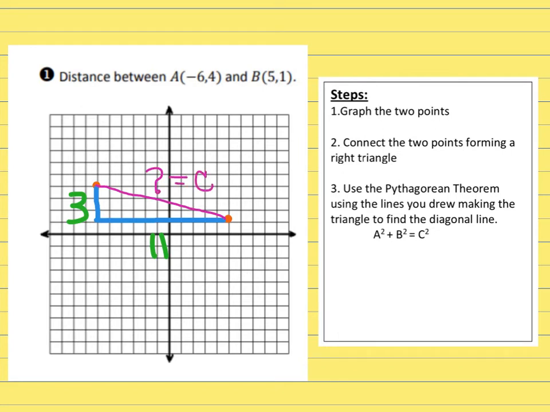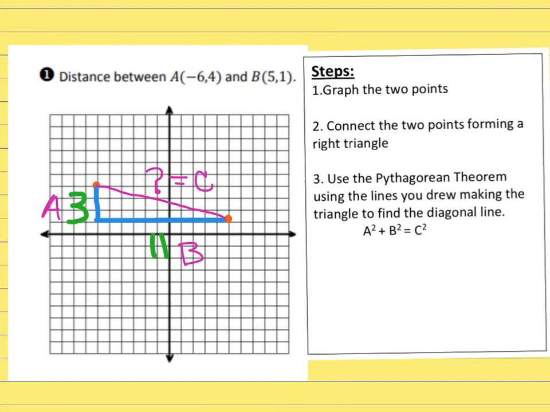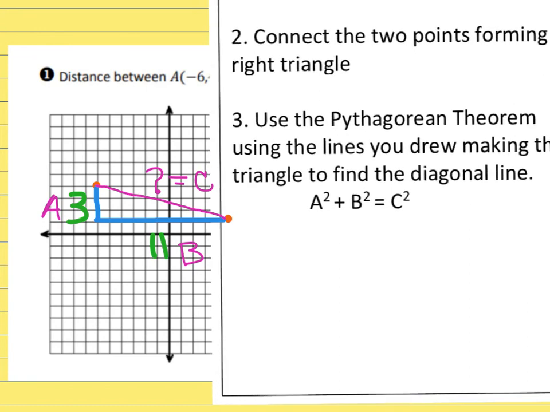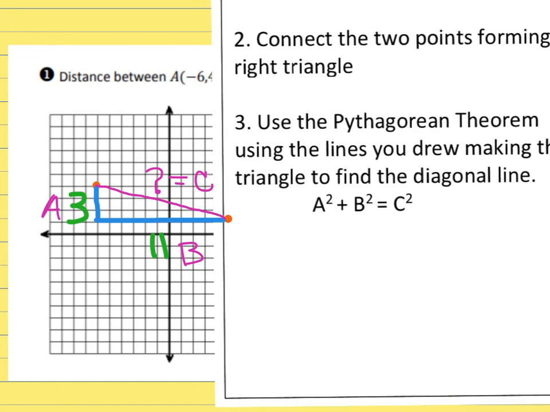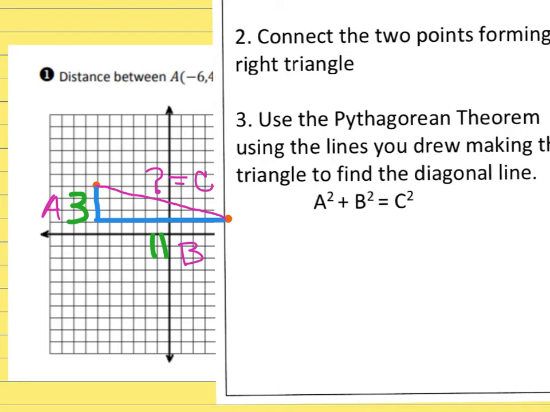Okay, this is C. It doesn't matter between A and B which one you label them, but now I am ready to find out what the value of C is. So A squared would be 3. 11 is going to be my B, and then C we don't know.